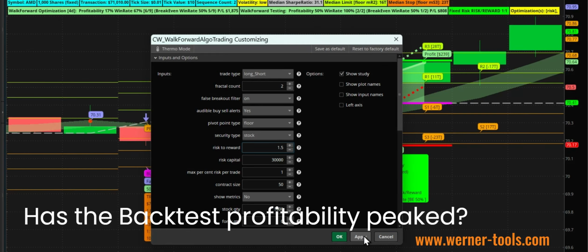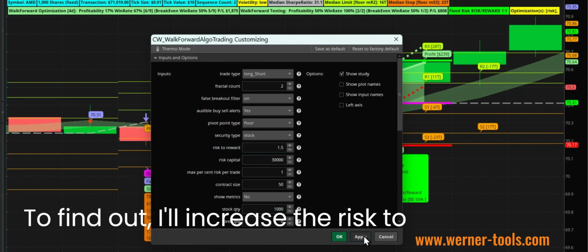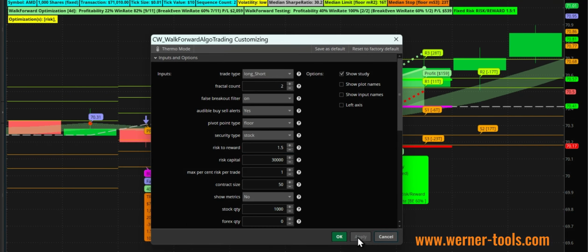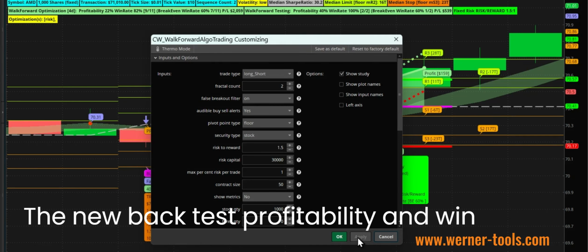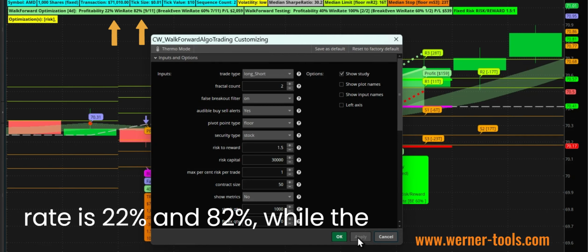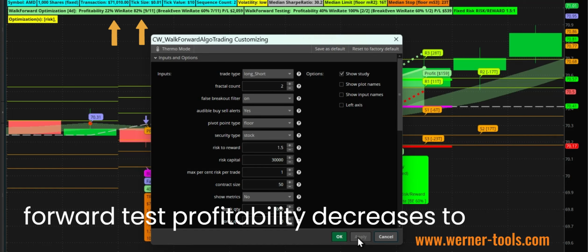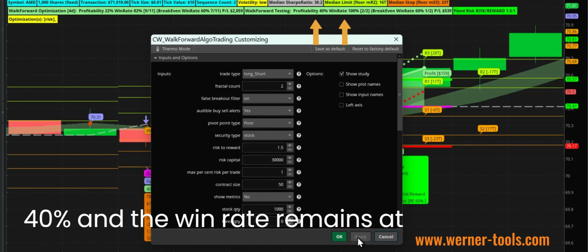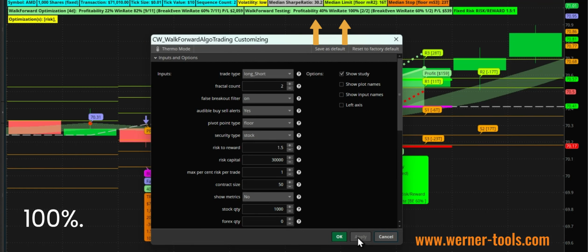Has the backtest profitability peaked? To find out, I'll increase the risk to reward to 1.5 to 1. The new backtest profitability and win rate is 22% and 82%, while the forward test profitability decreases to 40% and the win rate remains at 100%.